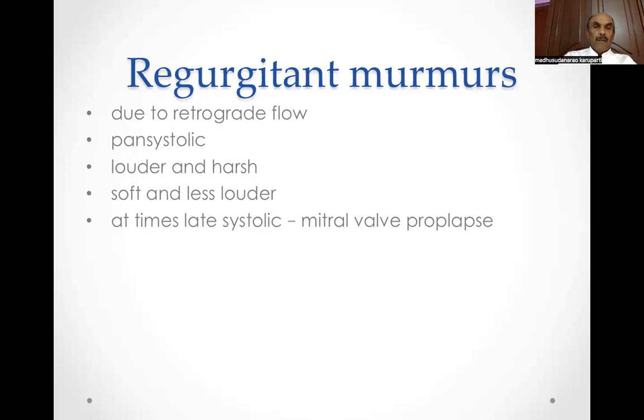Regurgitant murmurs are due to retrograde flow of blood. That is, if the blood is flowing from the left ventricle to the left atrium, it is retrograde. That occurs in mitral regurgitation. It is pansystolic in nature, louder and harsh. Sometimes it could be softer if it is associated with severe incompetence. At times they could be late systolic, usually in mitral valve prolapse.